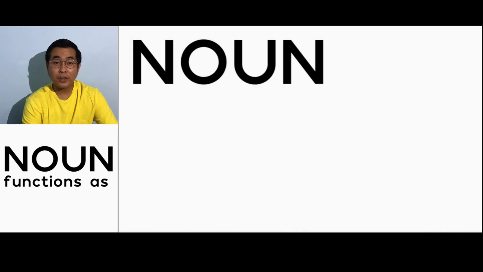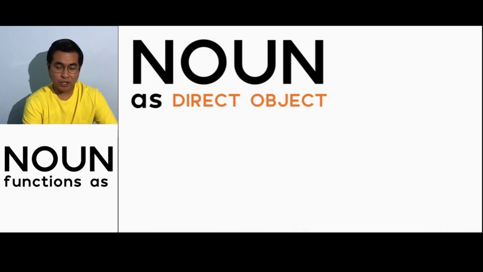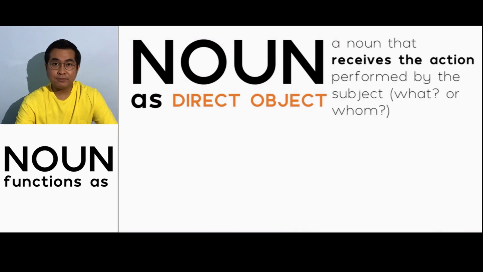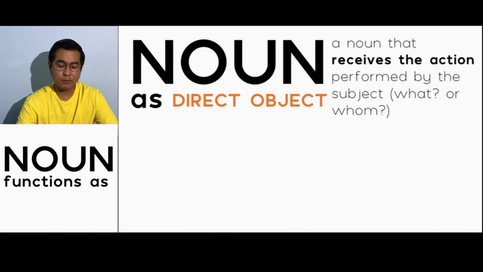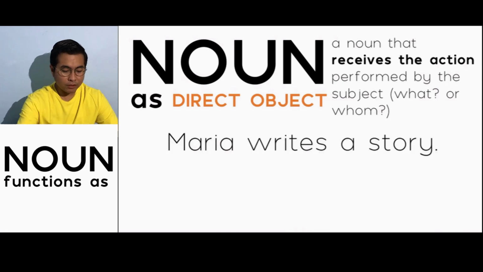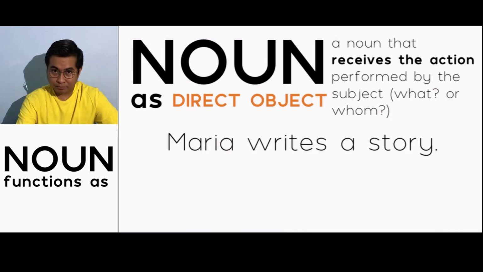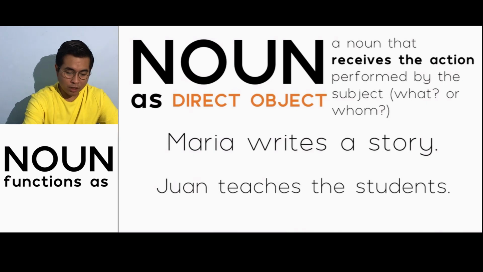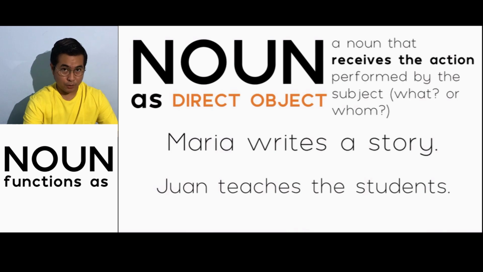Now let's continue with noun as direct object. Now for noun as direct object, we have a noun that receives the action performed by the subject. Now usually I have the question what or whom for me to be guided. For example, Maria writes a story. So again, we know that Maria, and we also have the next example, Juan teaches the students. So in the first example, we have Maria writes a story. Again, who is the subject? We have Maria.